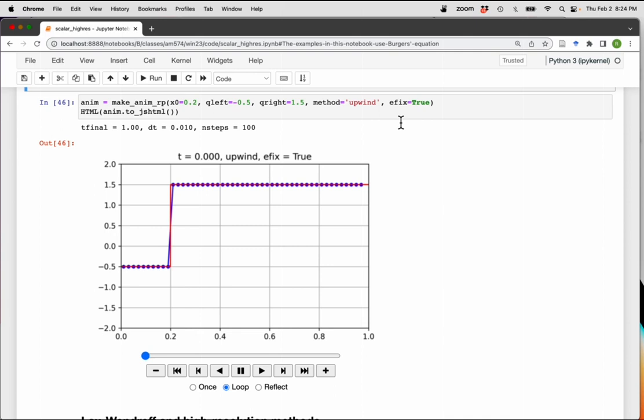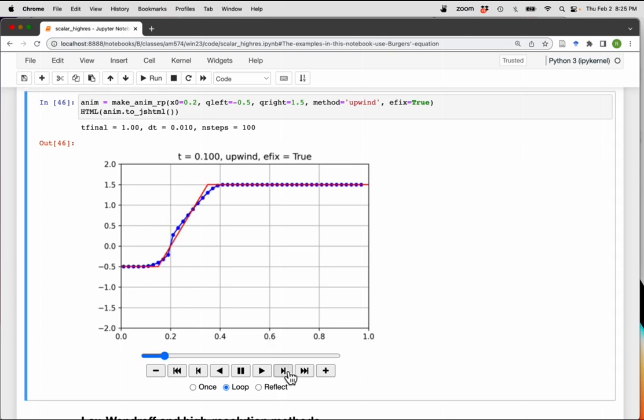So here's the same thing, but with the entropy fix set to true, which means that when we detect the transonic rarefaction wave, we'll actually use the proper Godunov flux. Still the first order upwind method otherwise. And so there's some smearing near the corners, but at least it's approximating the right thing.